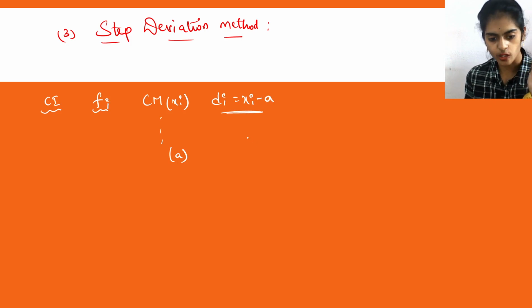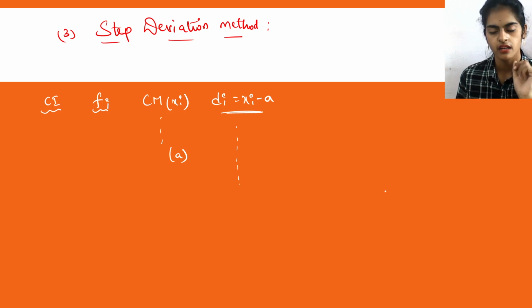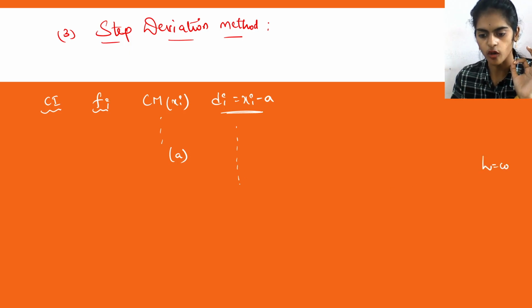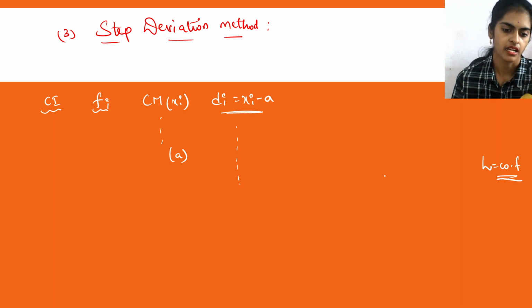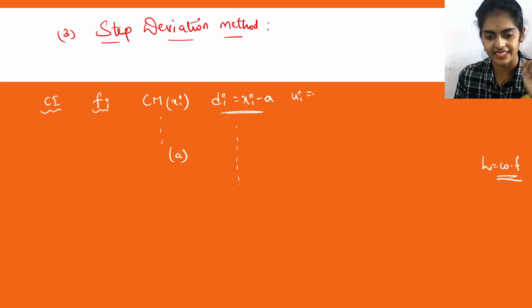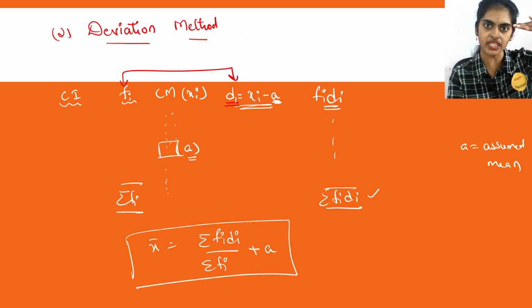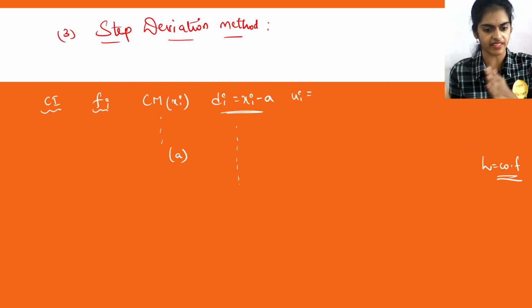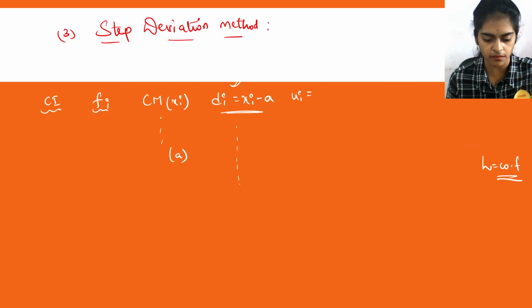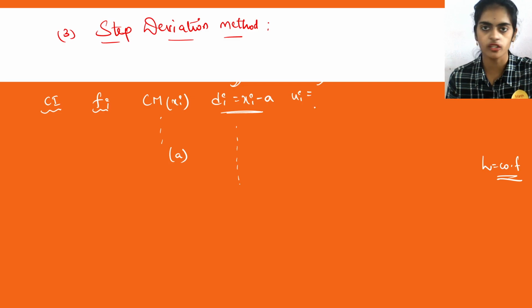Now after this, from these di values, you will find there is some common factor. Okay, so h is that common factor which you will find from these deviations. Then you will find the next deviation. It is called step deviation. So one deviation you already found here. Now we are finding the next deviation. This is the first deviation column. Now we are going to find the second deviation column.